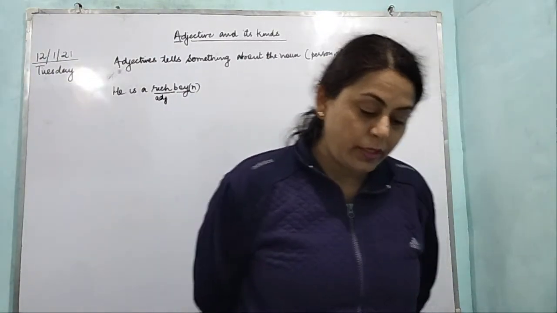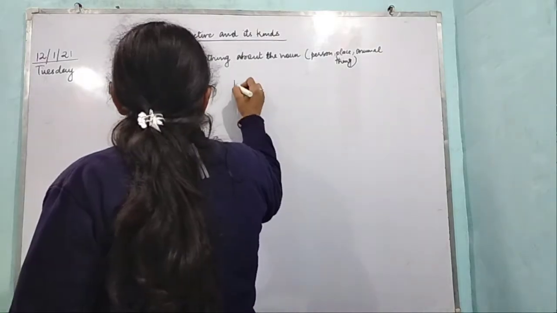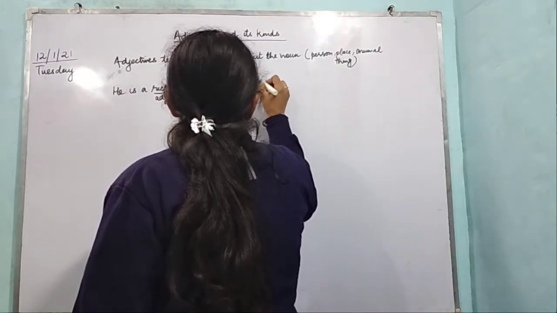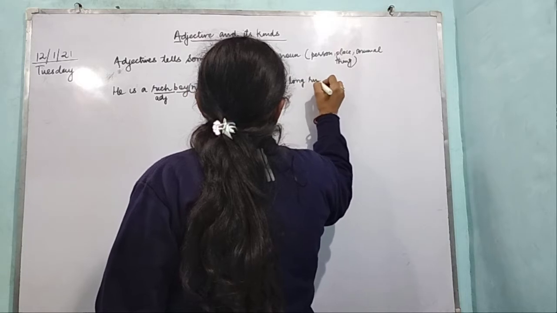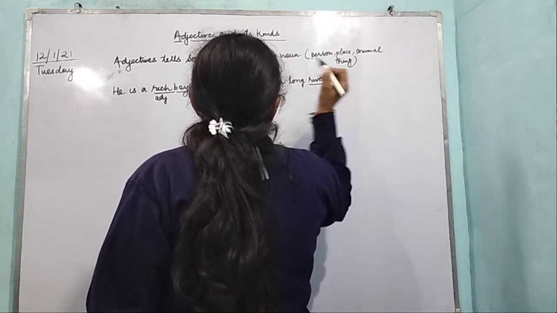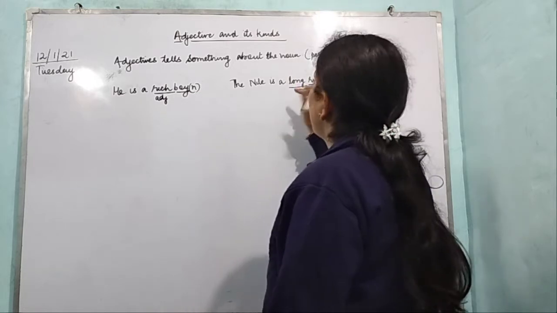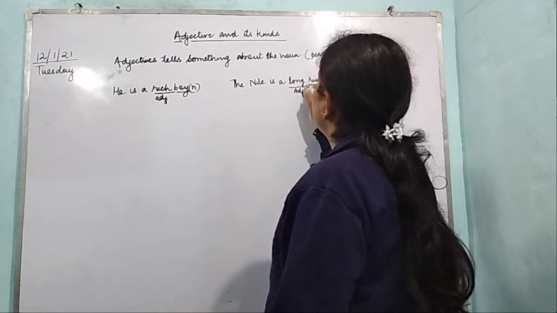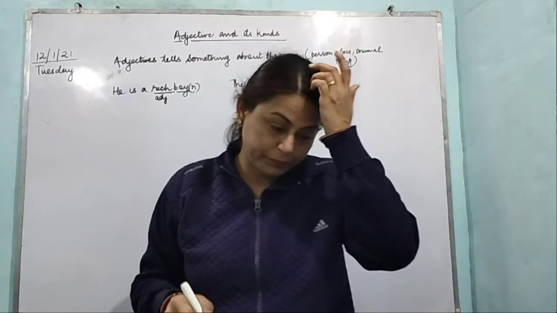Now, the Nile is a long river. Now river here is a noun and it is being described, so this is the adjective. This is the describing word, so this is the adjective.